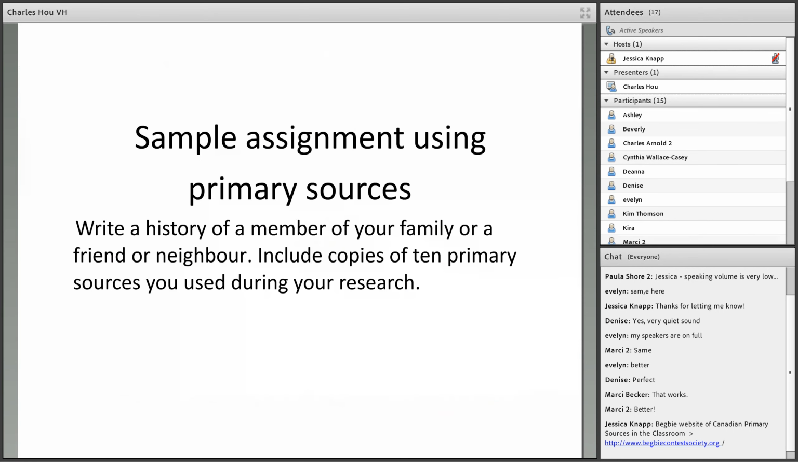Just a final one, and if you have any questions, try this one. It's one of the best assignments I ever came up with. Ask your students to write a history of a member of their family or a friend or a neighbor, and include some primary sources.